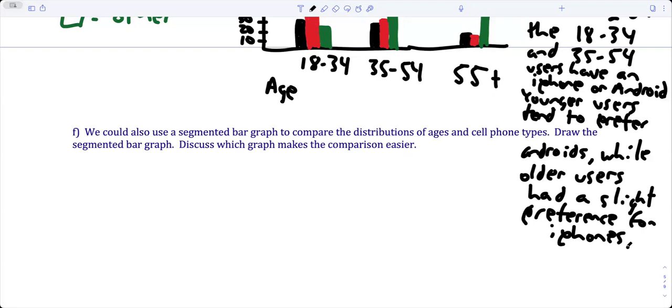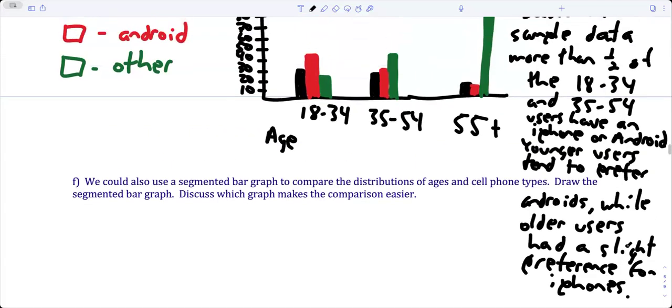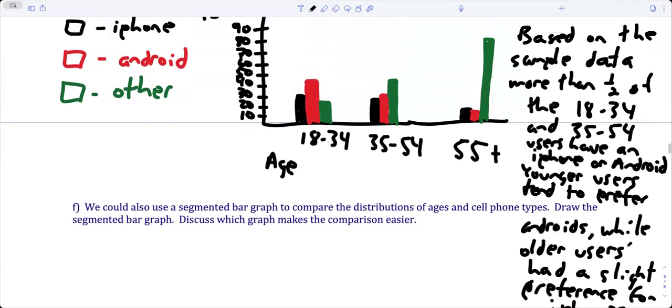Okay, and so we're gonna use the same data and do one more thing. Okay, look at one more time. This, for obvious reasons, is called a side-by-side bar graph because each of the categories has its own bar.